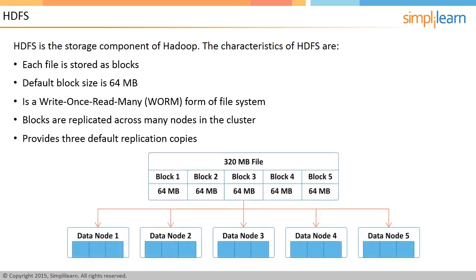The image illustrates this concept with an example. Suppose you store a 320 megabyte file into HDFS. It will be divided into 5 blocks, each of size 64 megabytes, as 64 multiplied by 5 is 320. If there are 5 nodes in the cluster, each block is replicated to make 3 copies to result in a total of 15 blocks. These blocks are further distributed to the 5 nodes so that no 2 replicas of the same block are on the same node.